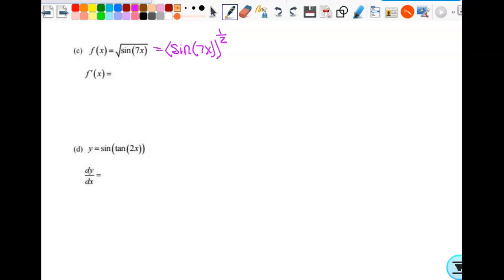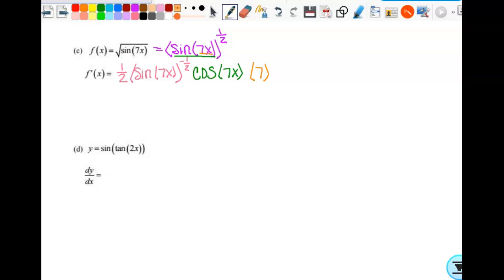Okay, do we all have the first set of steps? So I'm going to talk you through it here. We're going to do 1/2, going to come out front, so I get 1/2 times the sine of 7x to the negative 1/2 power. Okay, that's the candy shell. I didn't touch the sine or the 7x. Then I go into what's inside of those parentheses to the 1/2 power. The derivative of sine is what? Cosine. So this becomes cosine of 7x. I do not touch that 7x. Then I go inside of that, take the derivative of 7x, which is just 7.